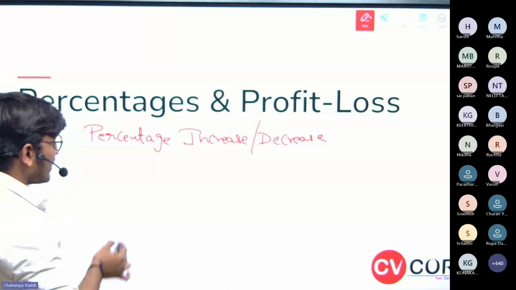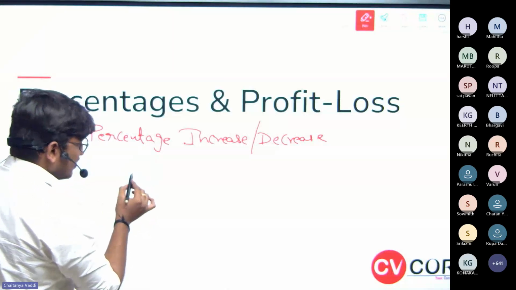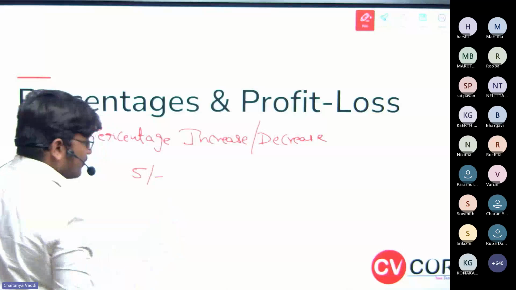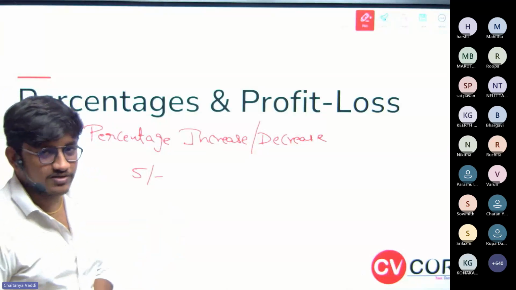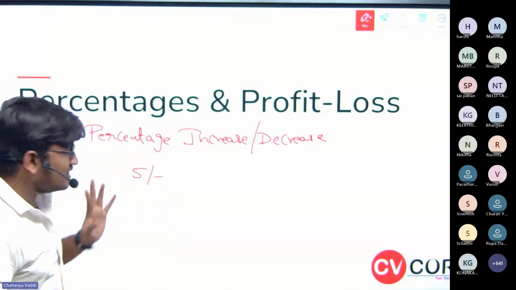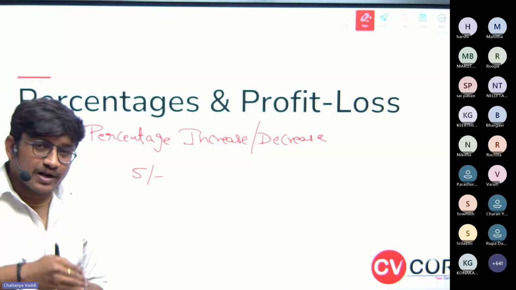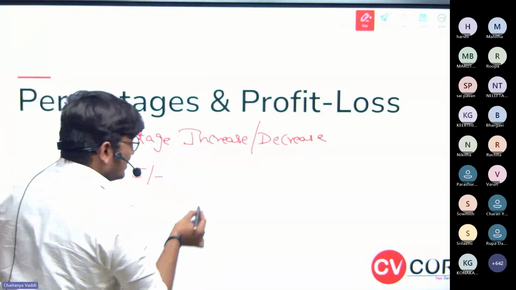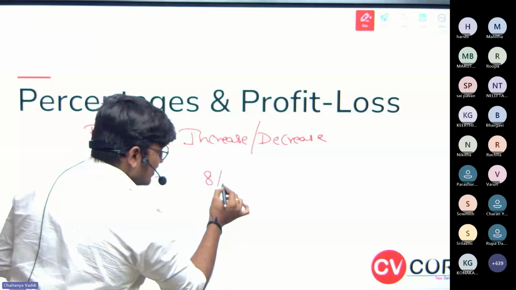Okay, now the price of the pen is, let's say, 5 rupees. Yesterday the price of the pen is 5 rupees. Today the price got increased. Let's say today's price of the pen is 8 rupees.